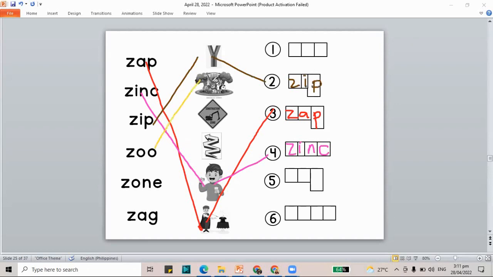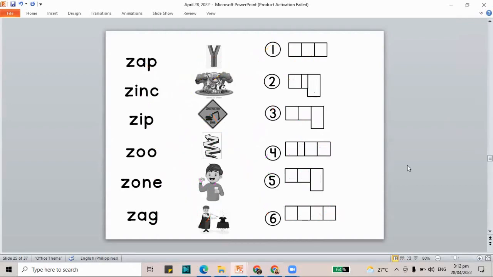Then we have zoo. Z-O-O, that is for our zoo. Zone, Z-O-N-E, it fits in number 6, zone. And the last one in green, we have the zag in number 5, Z-A-G. Now, if you're not yet done with the work, pause this video, play it again once you're done. But I'll be jumping to the next work on our screen. Let's check for the next work.